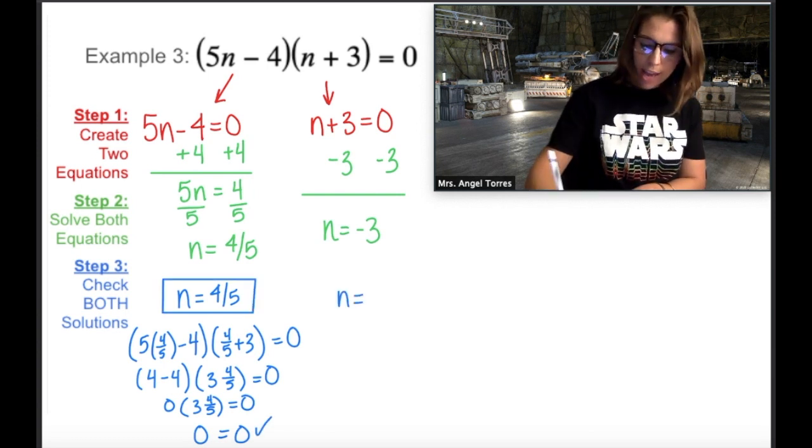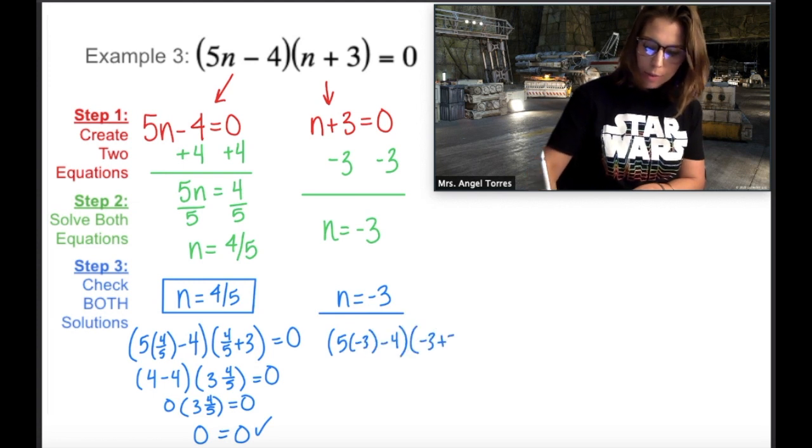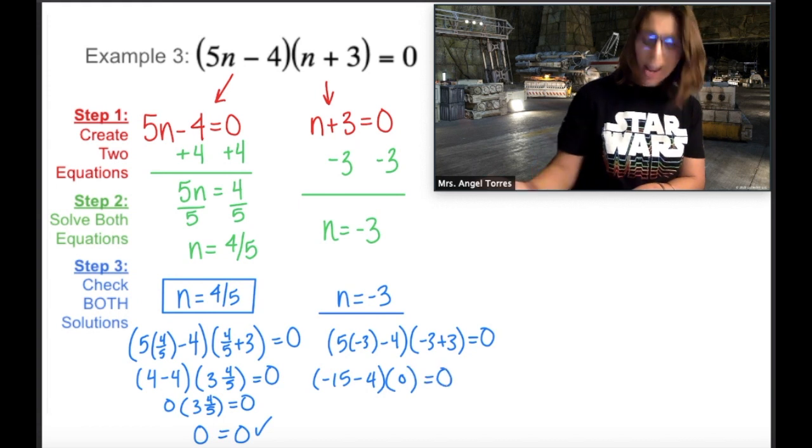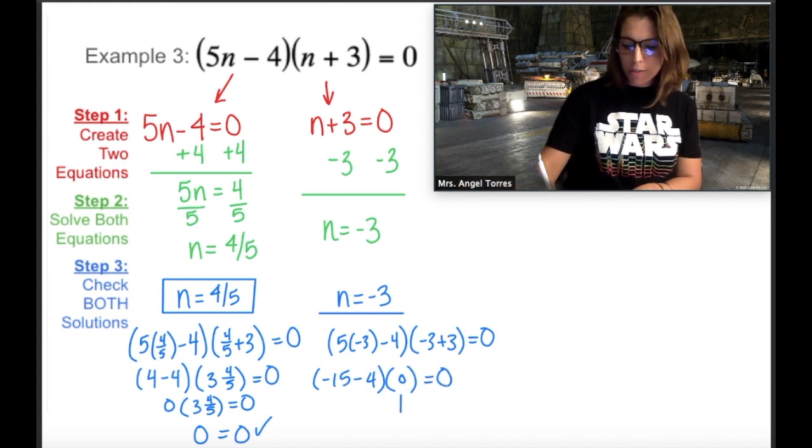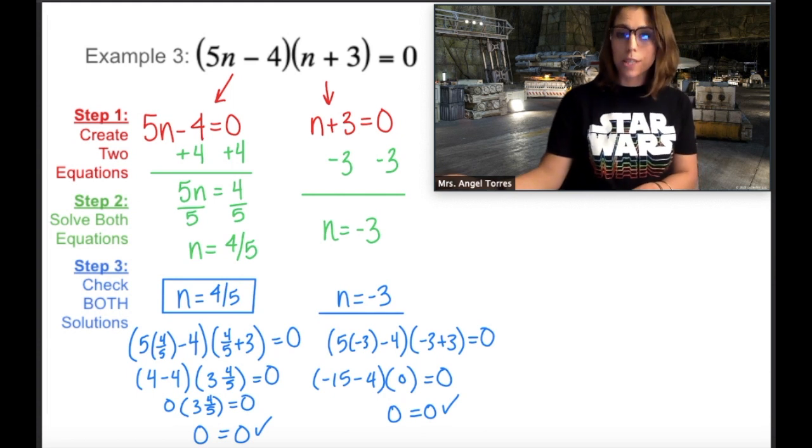Now let's check n equals -3. 5 times -3 minus 4, times -3 plus 3, equals 0. -15 minus 4 times 0 equals 0, and I don't even have to keep going. One of these factors is 0. By the zero product property, 0 times anything is 0, and this is true. So -3 is also a solution.